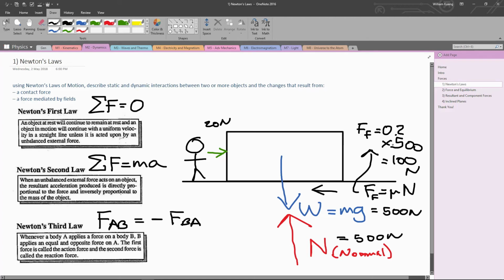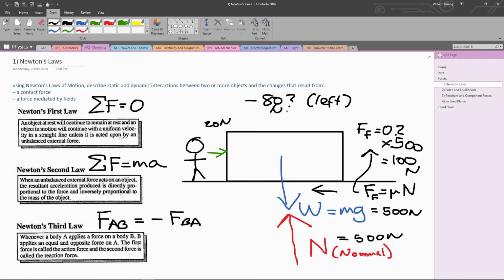Then look at what we have here. We have 20 newtons to the right and a friction force of 100 newtons. So in theory, if we added that up together, if this was positive, plus 20, minus 100, that would give me negative 80, right? Negative 80 newtons, implying to the left direction. So intuitively, that doesn't make sense, right? Because if you were to push a very heavy object, the object doesn't just bounce you back due to friction. So what's wrong here?